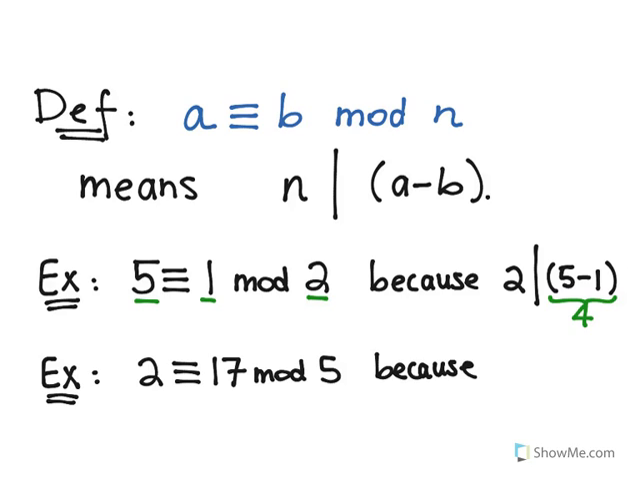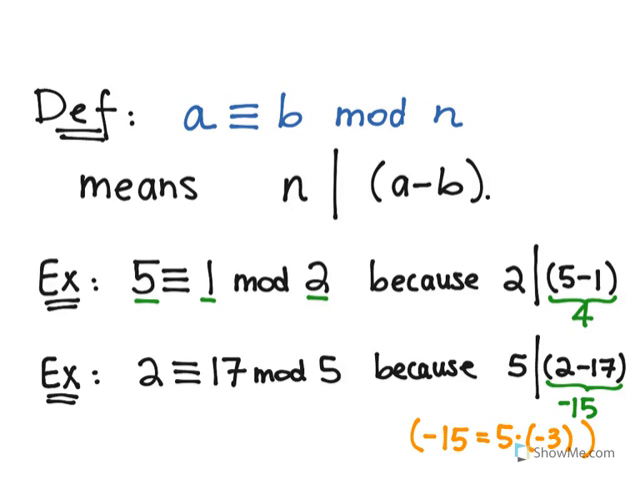Here's another example. 2 is congruent to 17 mod 5. Why is that? Well, 5 divides the difference 2 minus 17, because 2 minus 17 is negative 15. And 5 does divide negative 15, given that negative 15 is equal to 5 times an integer. It's equal to 5 times negative 3. So that's the definition of congruence modulo n.